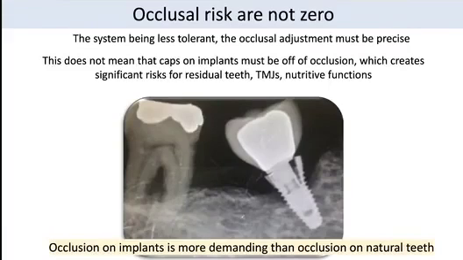Occlusal risk is not zero. With implants, the system is less tolerant, and so the occlusal adjustment must be more precise. But this does not mean that a crown on an implant must be out of occlusion, which creates significant risk for residual teeth, TMJ, and nutritive function. Remember, occlusion on implants is more demanding than occlusion on natural teeth.